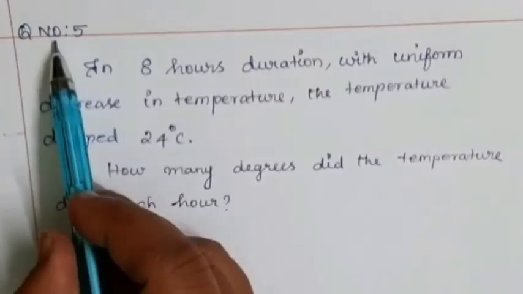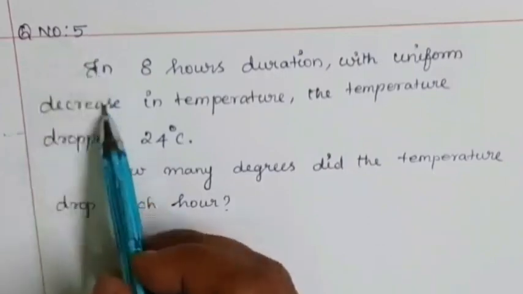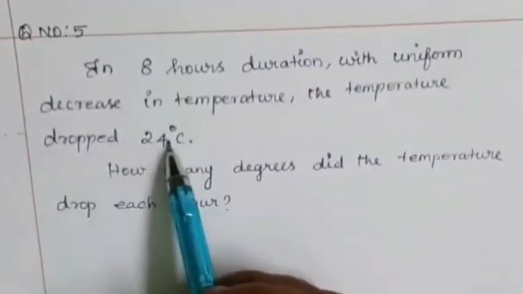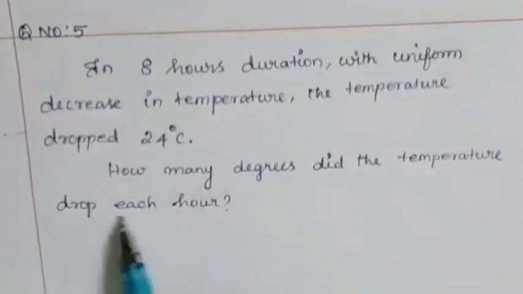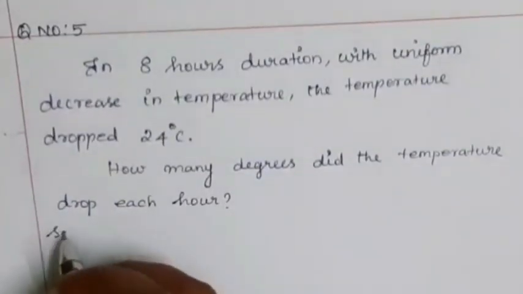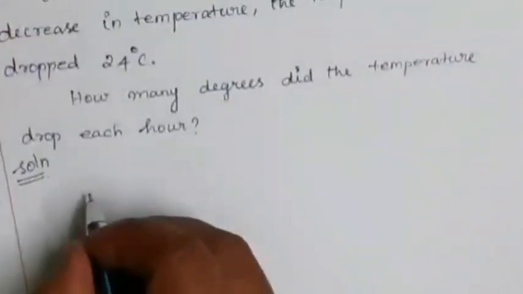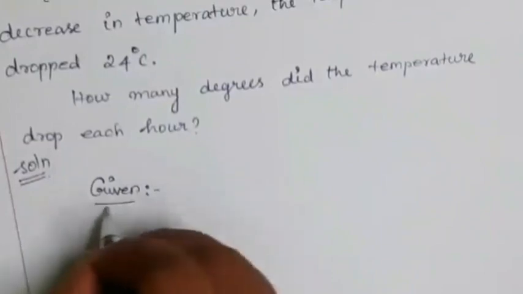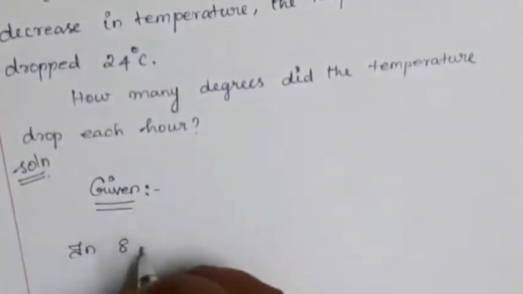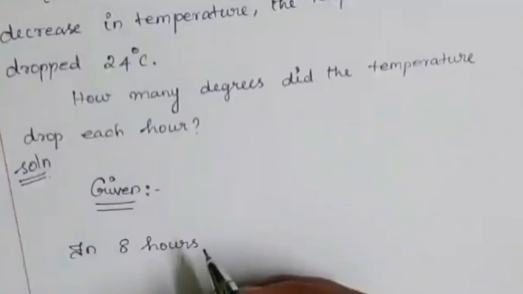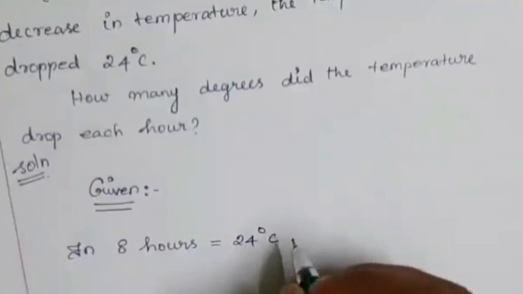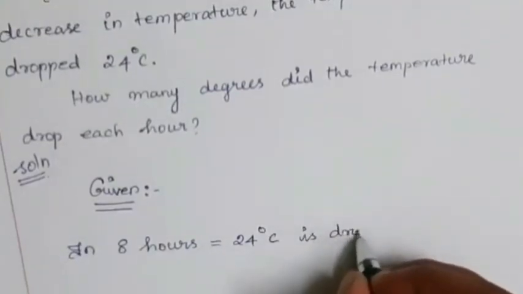Question number 5. In 8 hours duration with a uniform decrease in temperature, the temperature dropped 24 degrees Celsius. How many degrees did the temperature drop each hour? The total duration given is 8 hours. The total temperature dropped with uniform decrease is 24 degrees Celsius. Here, the words uniform decrease clearly mention that the temperature drops equally in each hour.